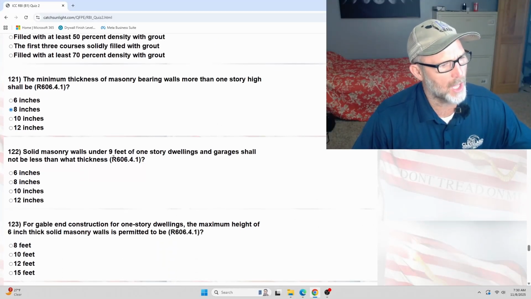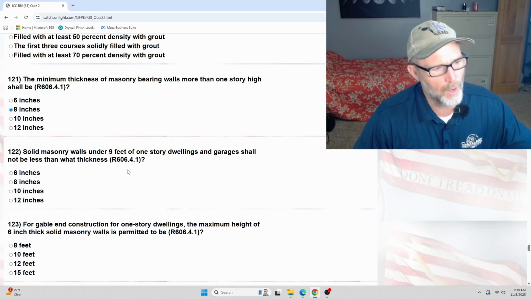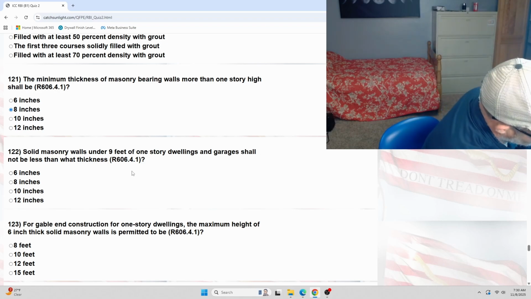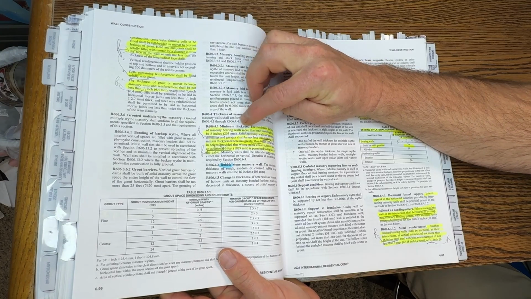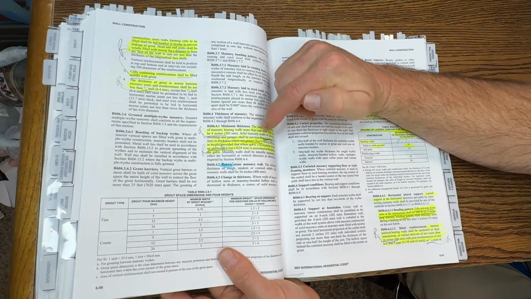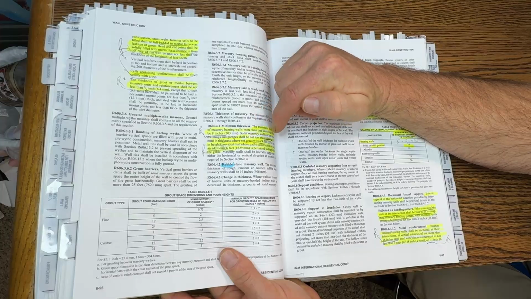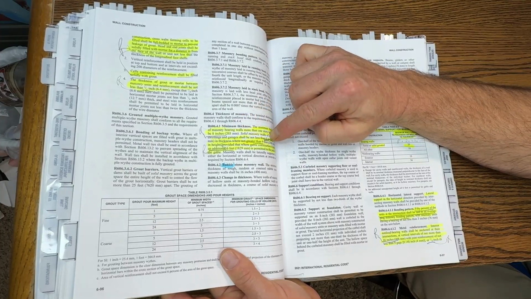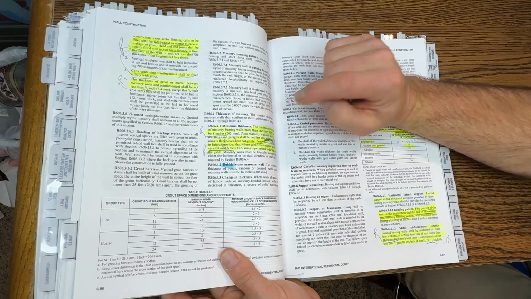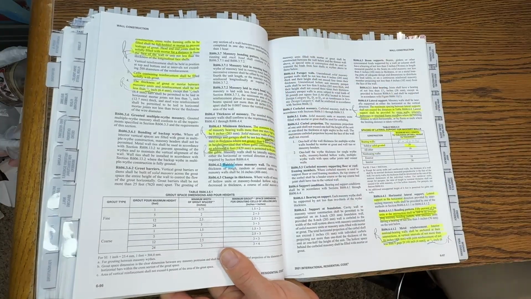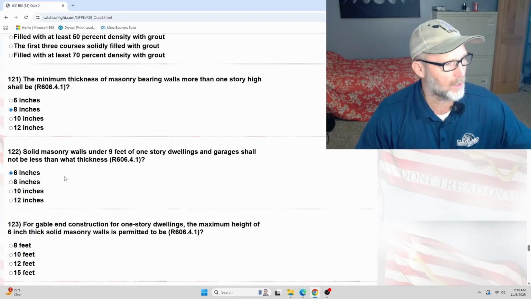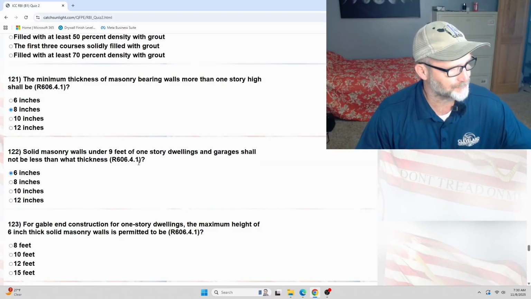Solid masonry walls under 9 feet of 1-story dwellings and garages shall not be less than what thickness? So how thin can you get away with? Let's go to R606.4.1. Again, continuing the highlighting area here. Solid masonry walls of 1-story dwellings and garages shall be not less than 6 inches thick, where not greater than 9 feet. That's the other part of the problem. So 6 inches is the answer. So you can get away with masonry walls of as little as 6 inches.